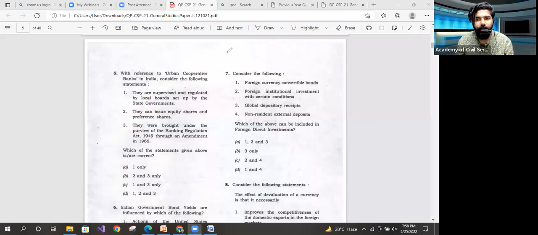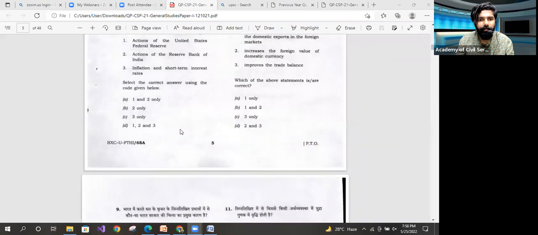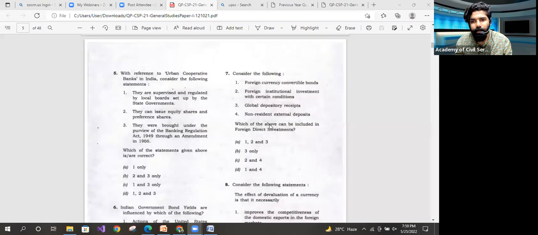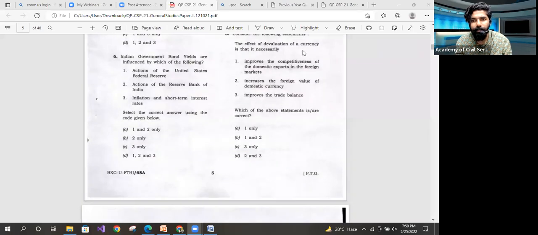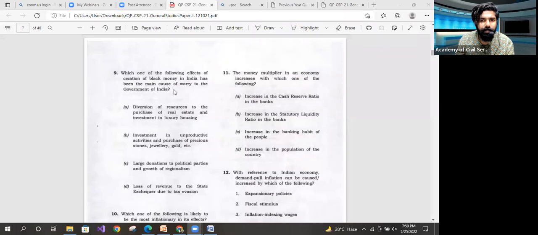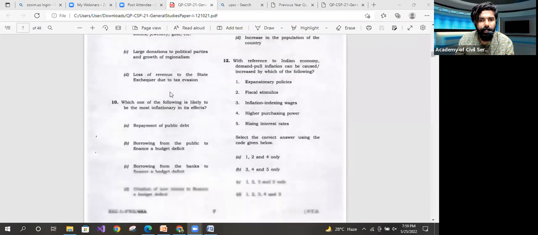Fifth question I have attempted now. Now out of 5, 3 I have attempted. Bond yield, I don't know what that is. Foreign currency convertible non-resident, this one also I don't know. The effect of devaluation of currency, I don't know. I'm leaving those questions.